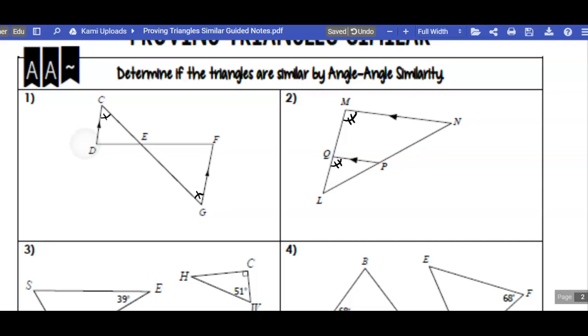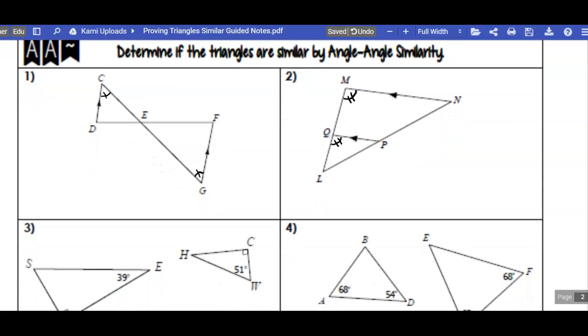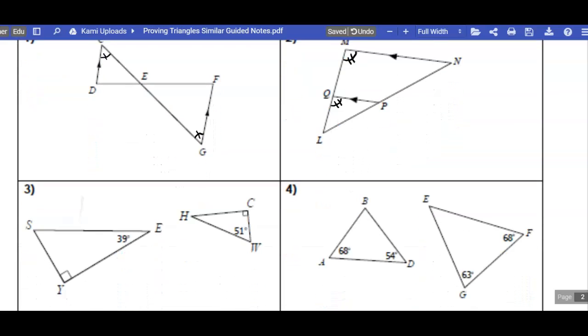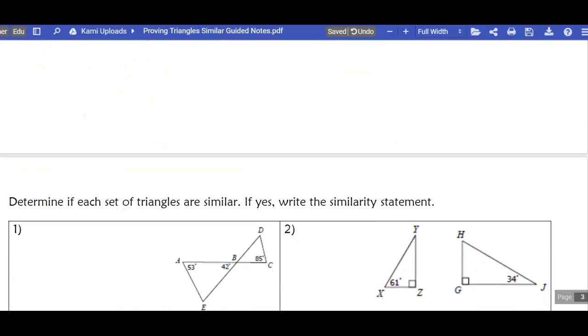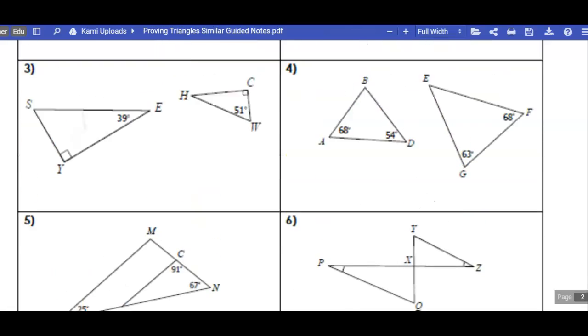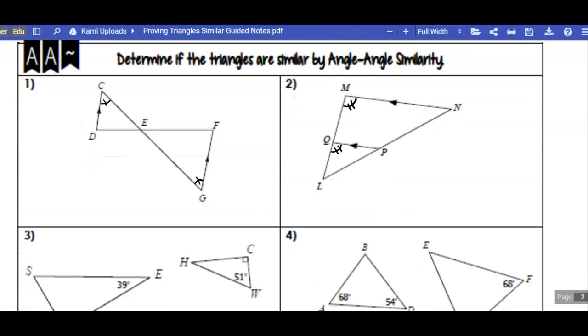So let's take a look at some examples. We're going to do some of these together, and then the ones that we don't do together are going to be assigned for homework. And then make sure you go on to the next page because there's some review of the stuff that we've been working on previously. So let's take a look at number 1.